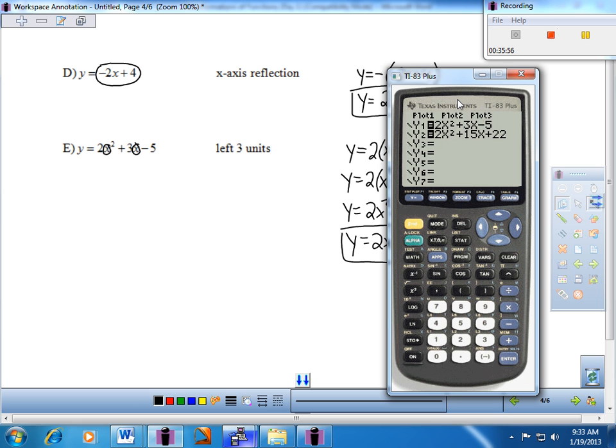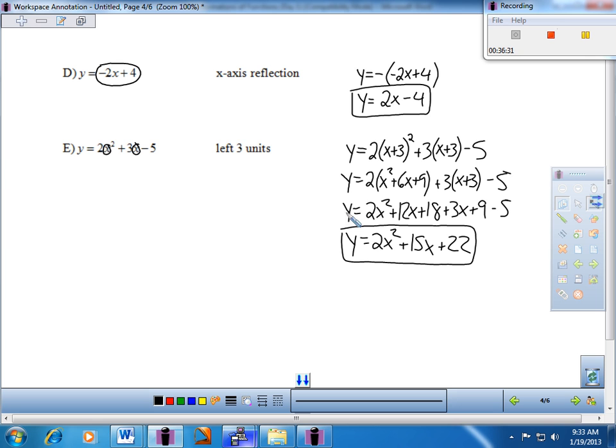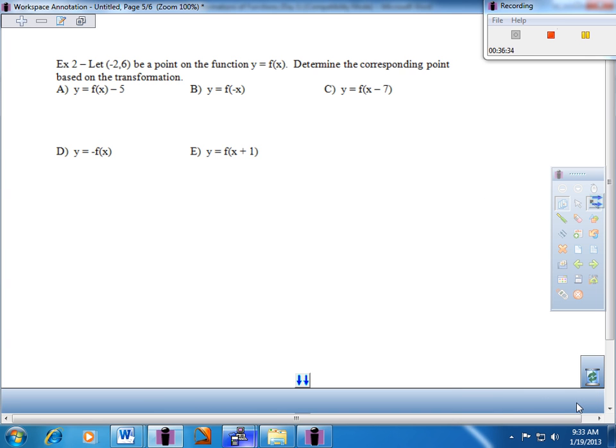Okay, we're going a little overboard on this one, but I do want to wrap up this notes worksheet on a positive note here. So let's do the last 2 examples. Stay with me if you can. So examples 2 and 3 now go into the graphical piece. So let's just start by looking at a point. So I have one original point on the graph of the parent function. So it says that negative 2, 6 is a point on the function y equals f of x, basically our parent function. Determine the corresponding point based on the transformation.